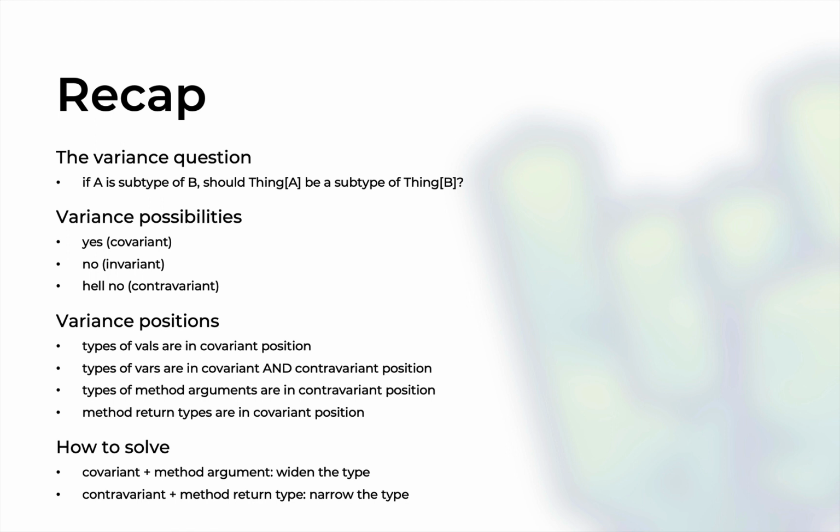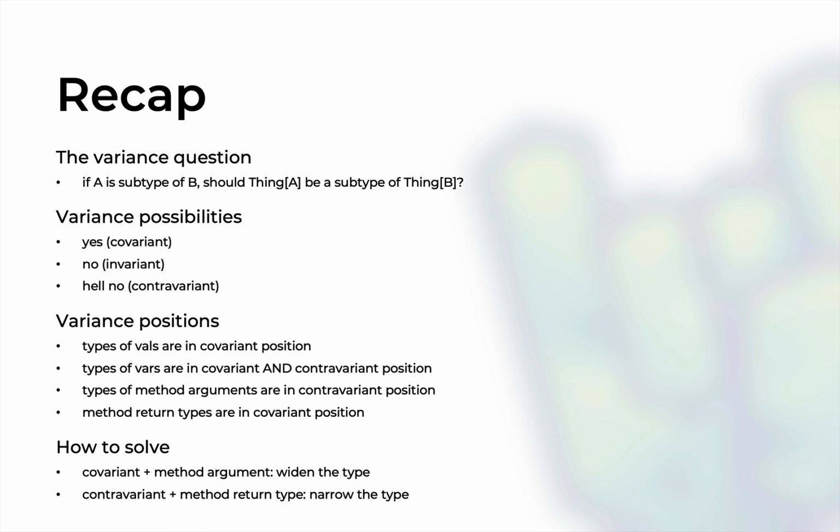And the variance possibilities are yes, which is covariant, for the example of lists and collections. You can choose no, which is invariant, and that means that Thing[A] and Thing[B] are completely separate types with no type relationship between them. And hell no, being that Thing[B] should be a subtype of Thing[A], with the example of a vet in our code.